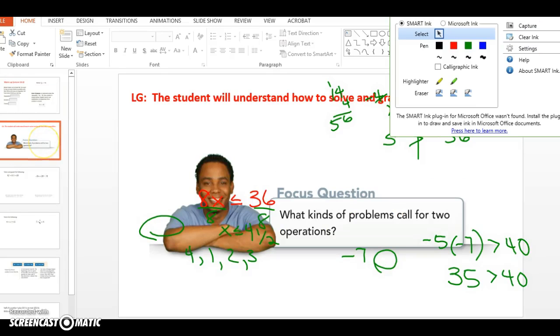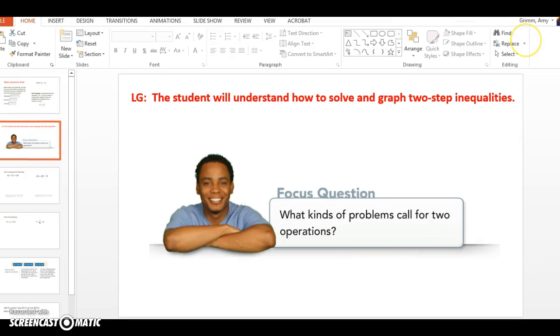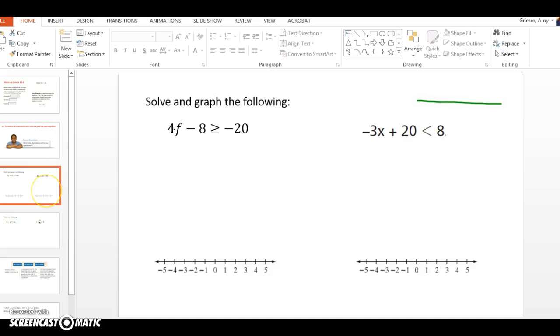All right, learning goal today: the student will understand how to solve and graph two-step inequalities. So again, this whole topic we're working on is solving inequalities, but specifically today, two-step. All right, so let's look at the first part of this. Okay, so this is combining everything we've done the last 2 days.